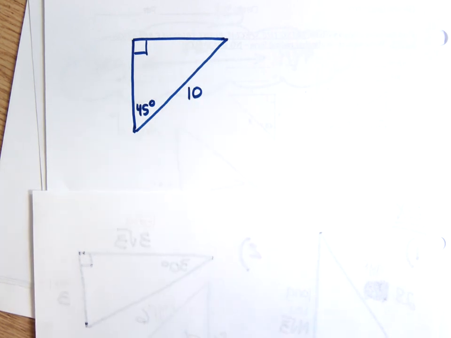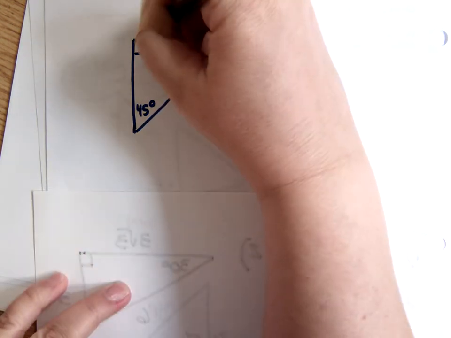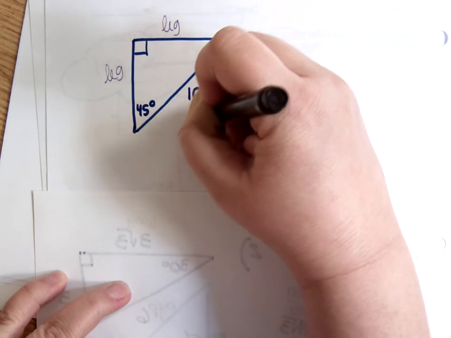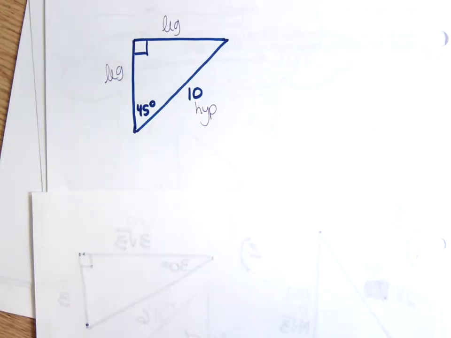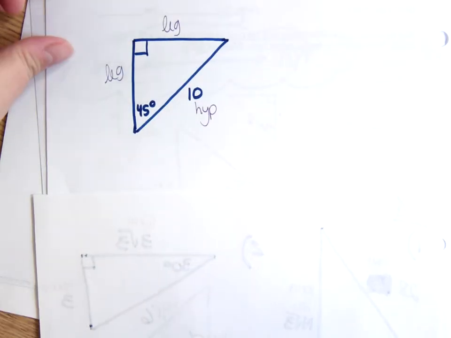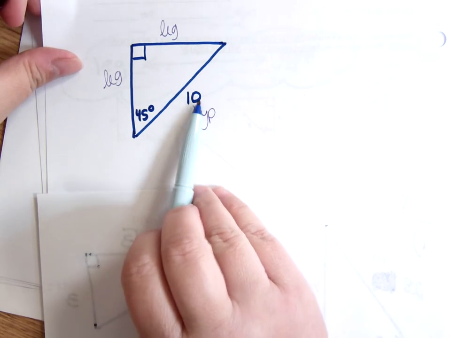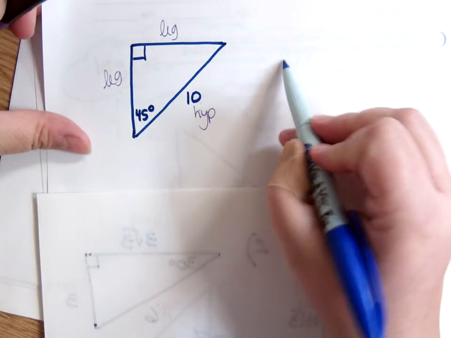Second thing is figure out which side you have, which side you're dealing with, which side you were given. So the two legs are the ones that meet at the right angle. So this is the hypotenuse. So I was given the hypotenuse this time. And the relationship between the hypotenuse and the legs is square root of 2. And since I'm going from bigger to smaller, I'm going to divide by that.